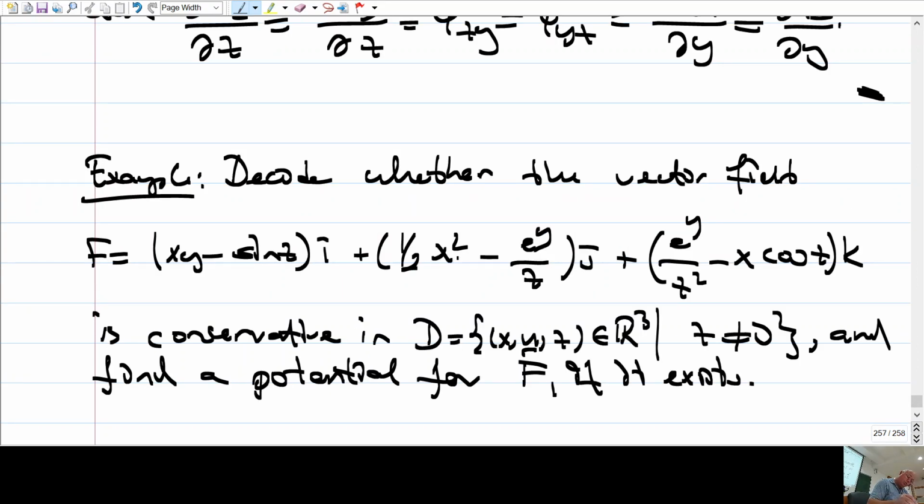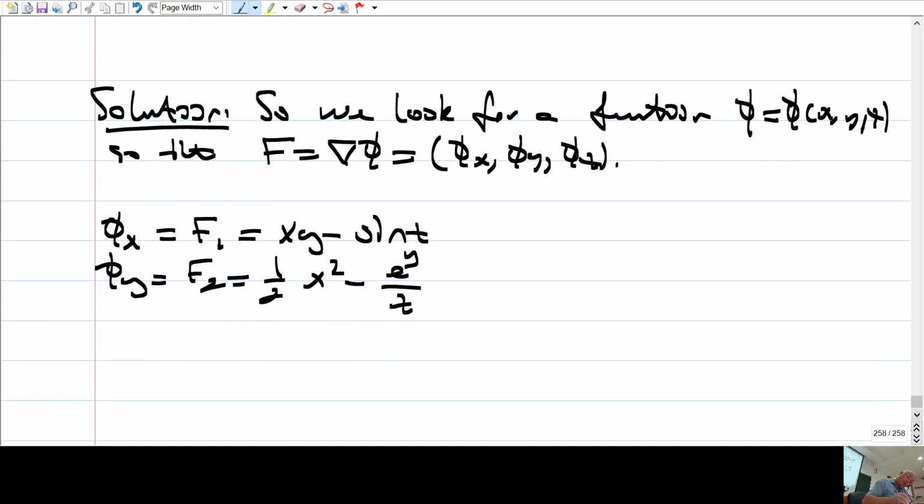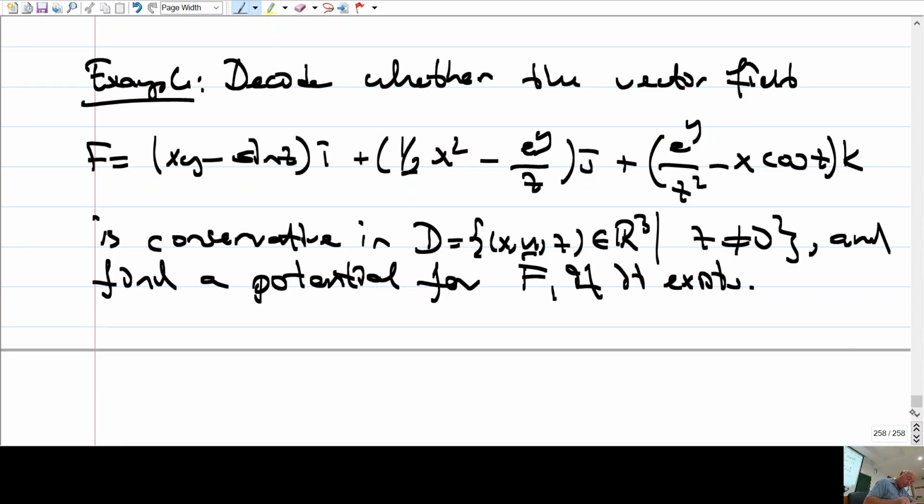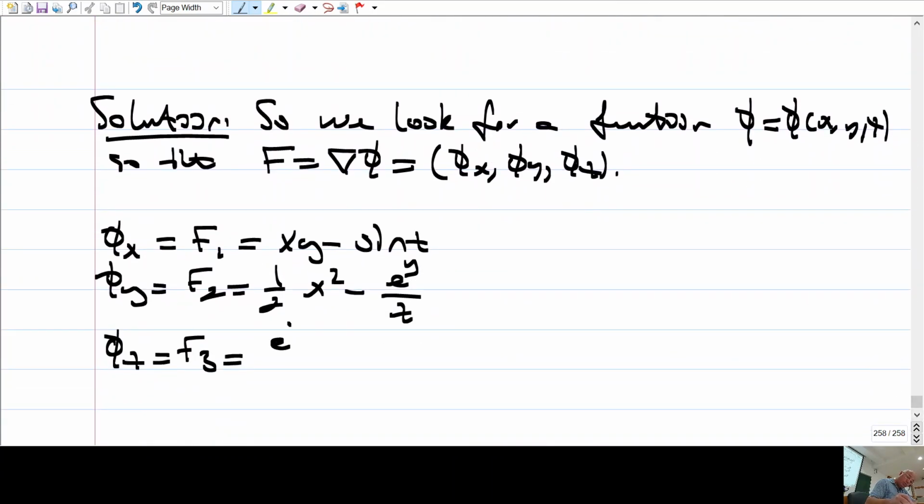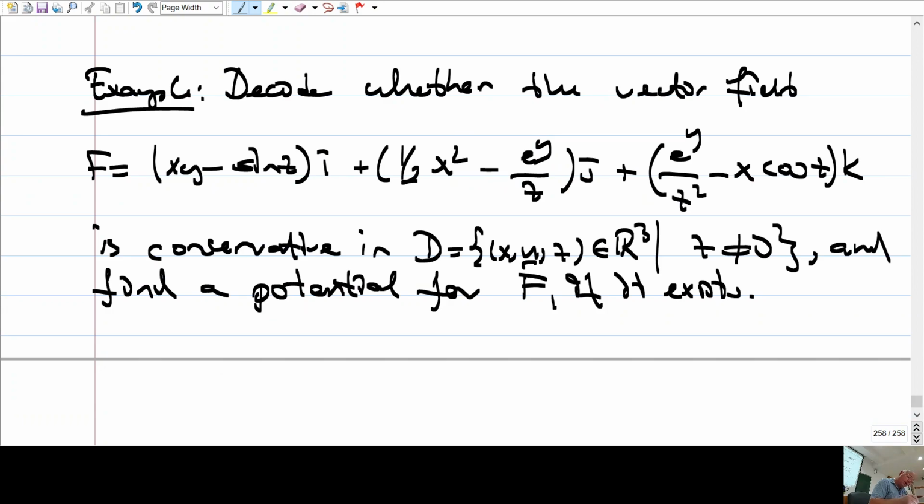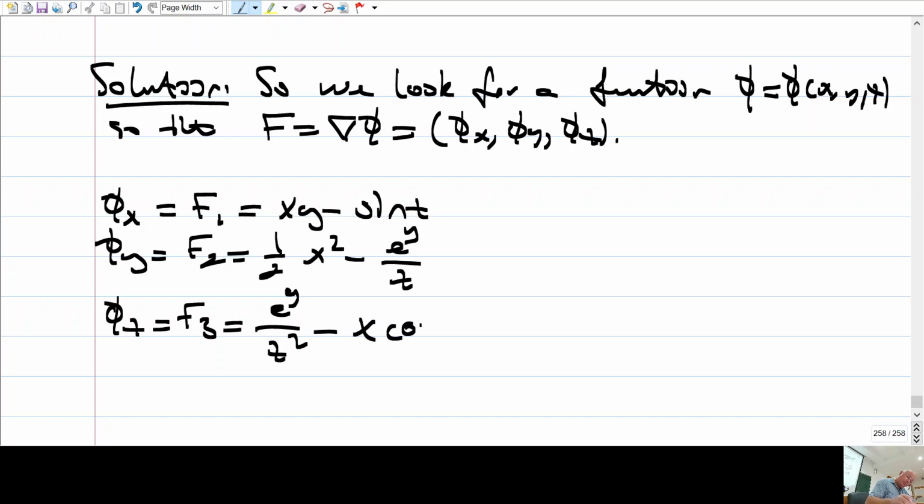One over 2 x squared minus e to the power y over z. And phi z is f3. And what is f3? e to the power y over z squared minus x times cosine z.